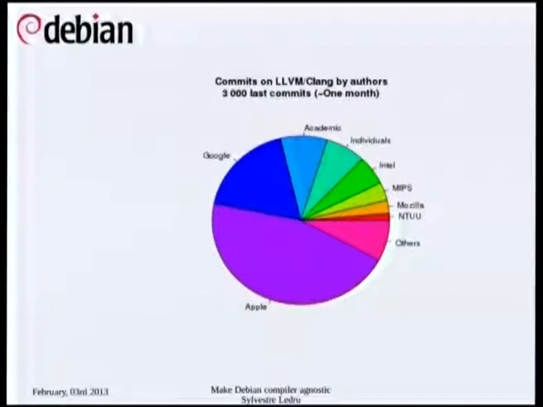So I did this statistic a couple of months ago. It basically shows who has been contributing during the last 3,000 commits in LLVM and Clang. I did an SVN log, looked at the author, looked at whether they were working for Apple, Google or whatever, and produced this schema. You can see that Apple is doing a bit less than half of the code currently. Google is doing a strong part. And you can see many other contributors like Intel, MIPS, Mozilla. There are many academics and individuals like myself who are contributing to this software.